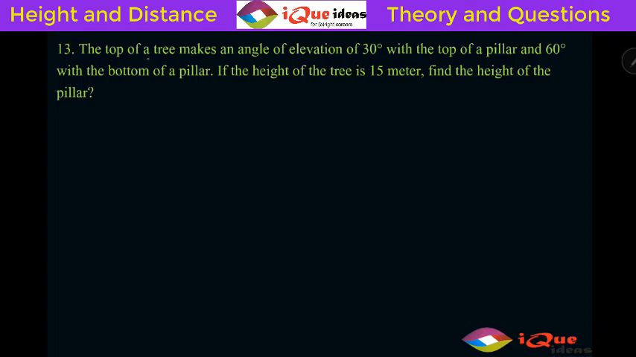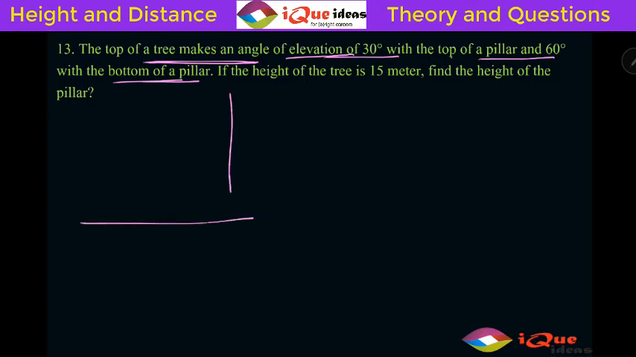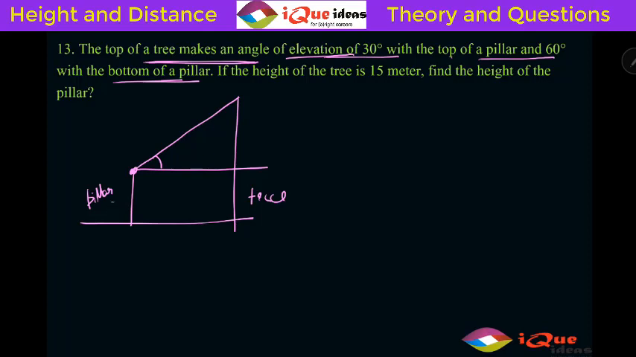Now this question says the top of a tree makes an angle of elevation of 30 degrees with the top of a pillar. All right, so that means the tree is taller, okay, this is the tree, and the pillar is smaller than the tree. So from the top of the pillar, if you look at the top of the tree, there is an angle of elevation. This is the horizontal line, so this angle is the elevation, and that is 30 degrees from the top. And from the bottom of the pillar, if you look, again there is an angle of elevation, and that angle has to be definitely higher, and it is 60 degrees.